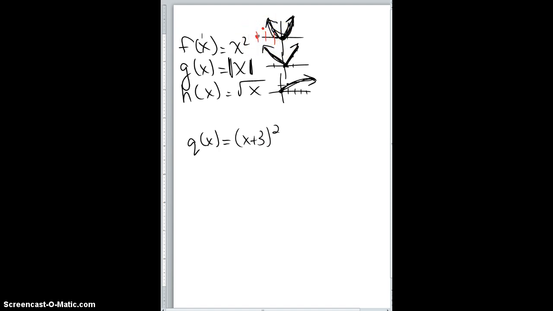Again, the shape of it as far as 1, 1, that part, that's all consistent. But I took that graph and I shifted it 3 to the left. If I have this one, it's going to be the same thing, except it'd be this guy shifted, and same here.